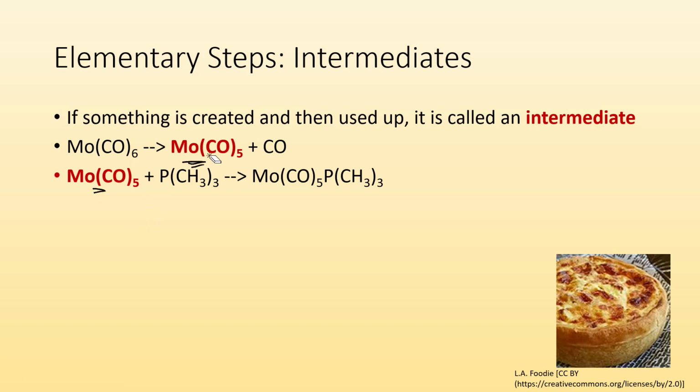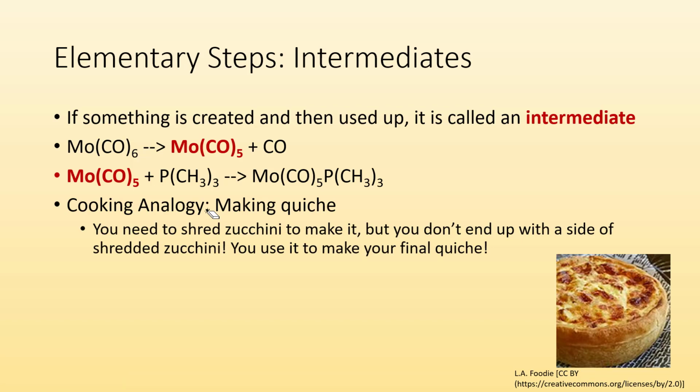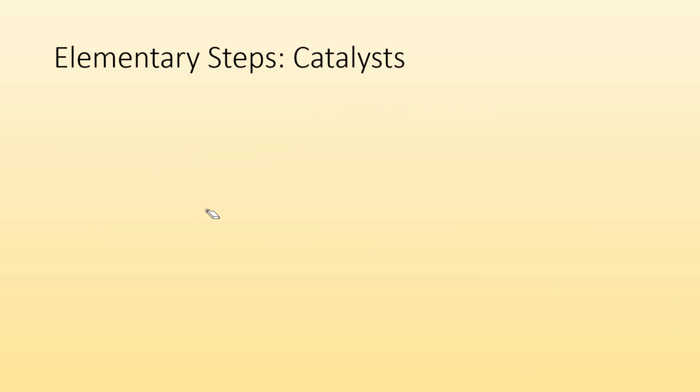So those are intermediates. So cooking analogy, it's like making quiche. I don't know if you've ever made quiche, but one of the important steps is you got to shred zucchini. So you got to get some zucchini, you got to shred it, but you don't end up with a side of shredded zucchini. You use that shredded zucchini to make your final quiche. It's not there as a pile of shredded zucchini. It's an intermediate. So you made shredded zucchini, but then you used it up. It's your intermediate.